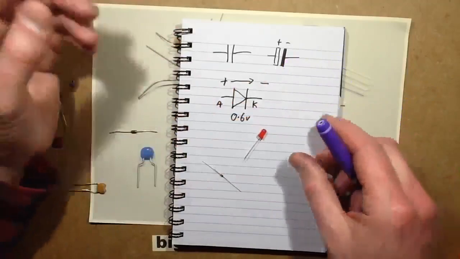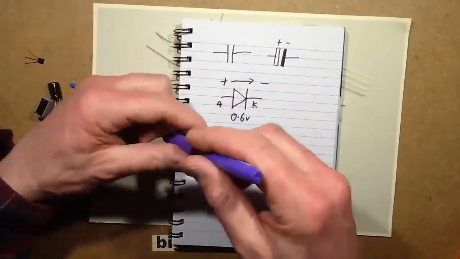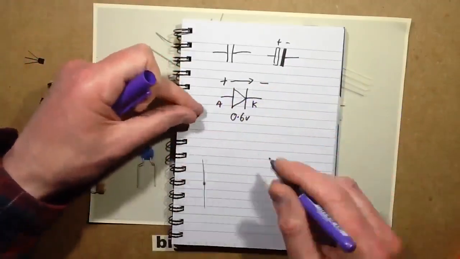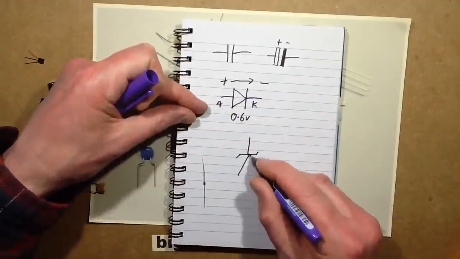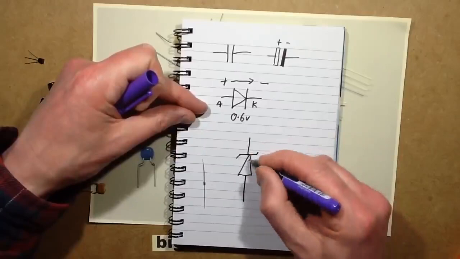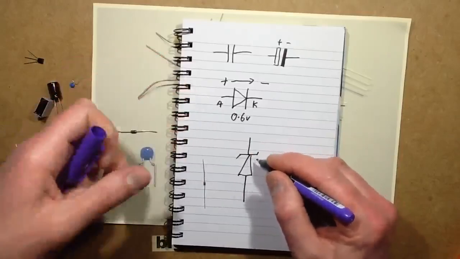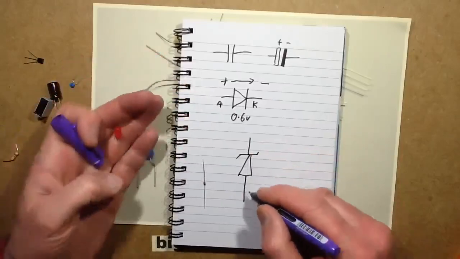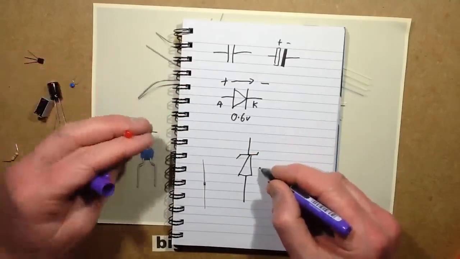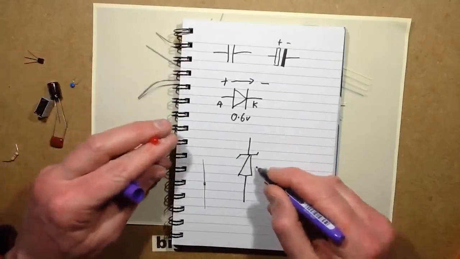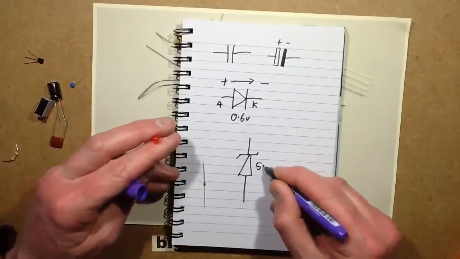Let's look at the other diodes, Zener diodes. A Zener diode is a diode used for voltage regulation or to provide a voltage reference. It will act like a normal diode if you pass current through it in the normal direction, and it drops roughly about 0.6 volts. But say for instance you want a 5 volt supply, you get a 5 volt Zener.